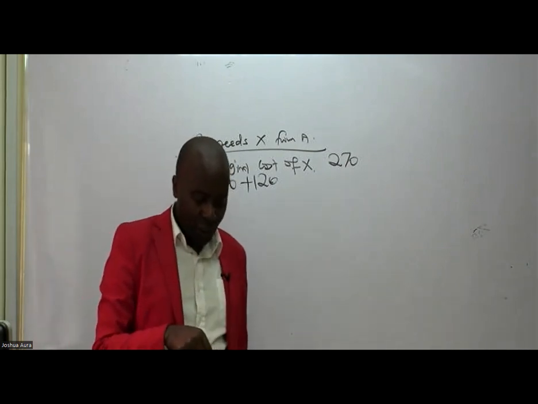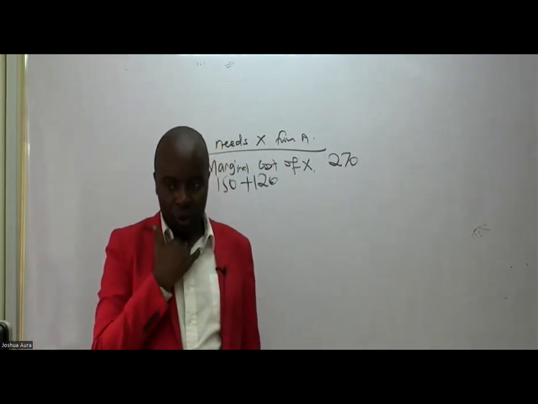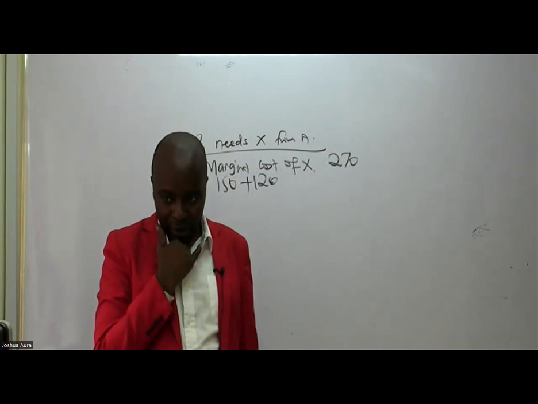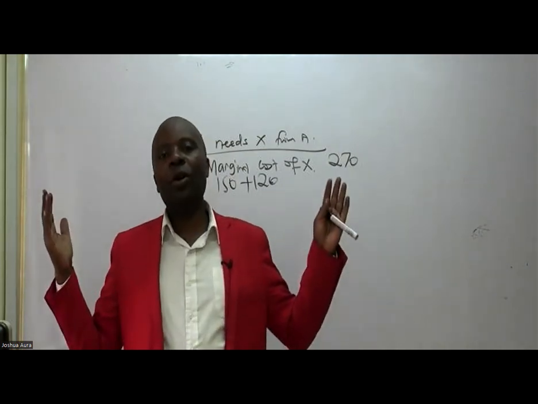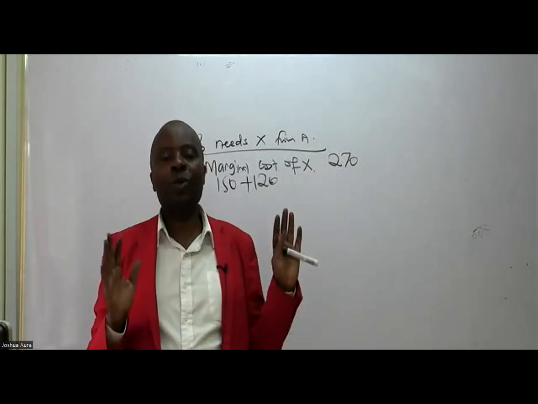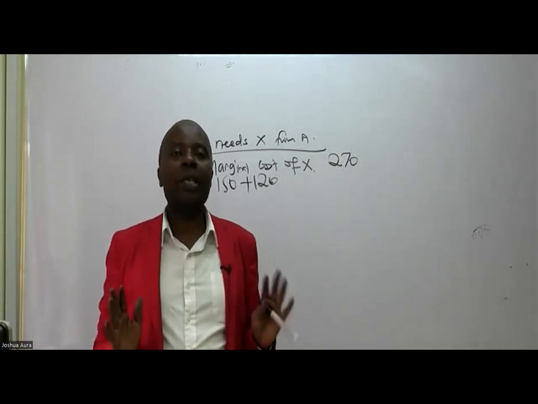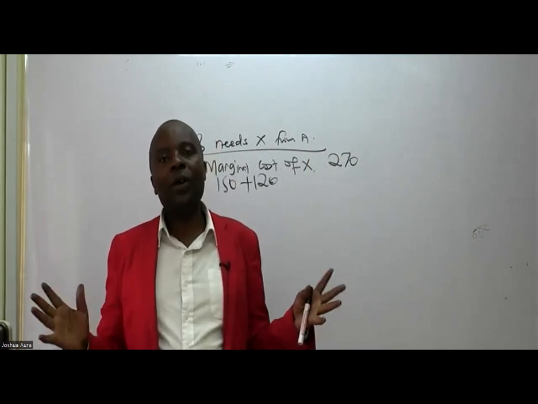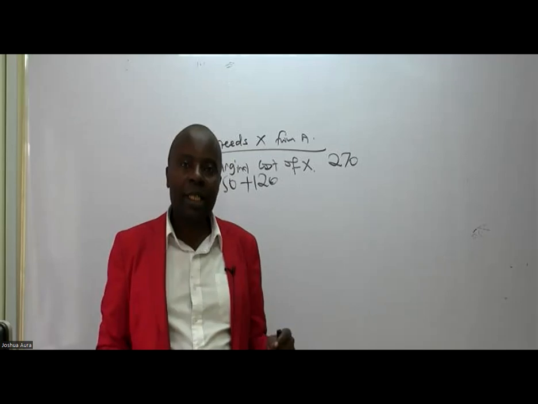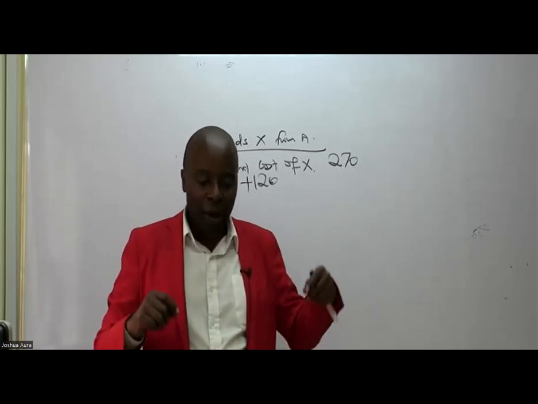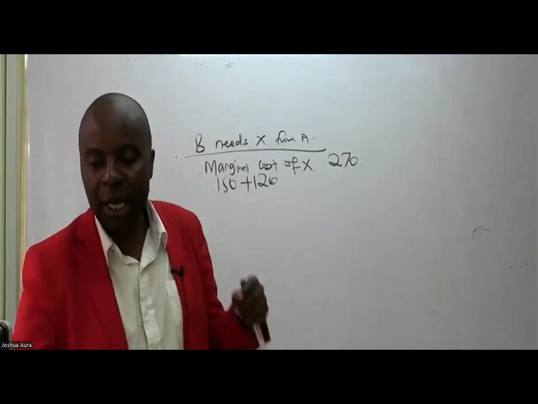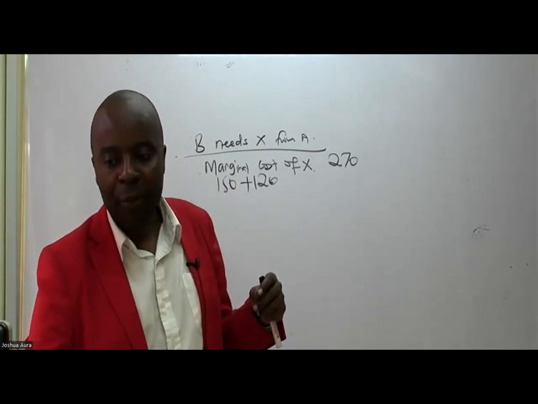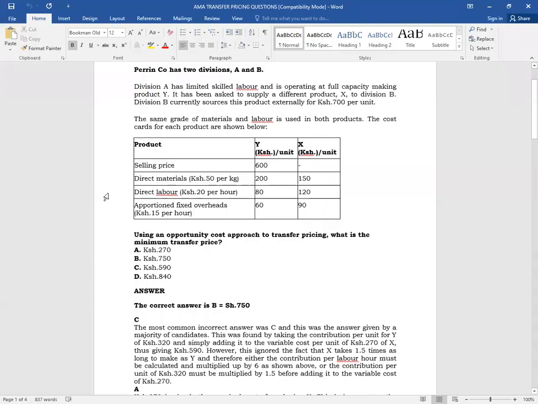This division wants me to produce X for it. X is going to cost me 270 in terms of materials and labor. If I am idle, hooray, I'll accept this 270 and make X for him. But now I'm not idle at all. So there is a sacrifice that I'll make. I've been told that Division A has limited skilled labor and is operating at full capacity, making product Y.